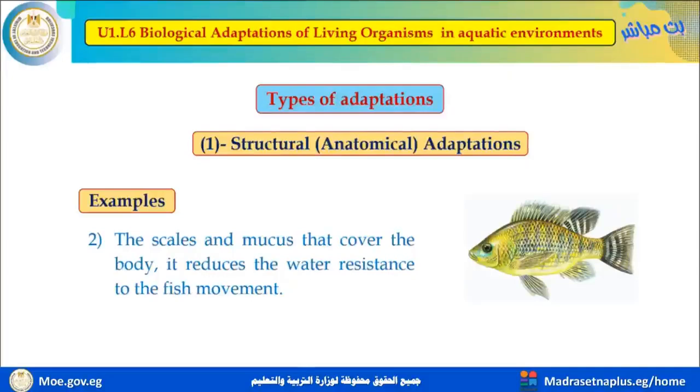Both of them, the scales and the mucus that cover the body, reduce the water resistance to the fish's movement. So the scales and also the mucus help to decrease the resistance of the water to the fish's movement. Okay, I think it's clear.